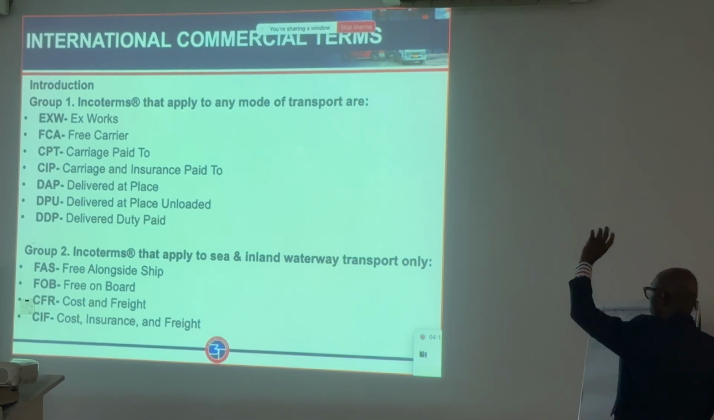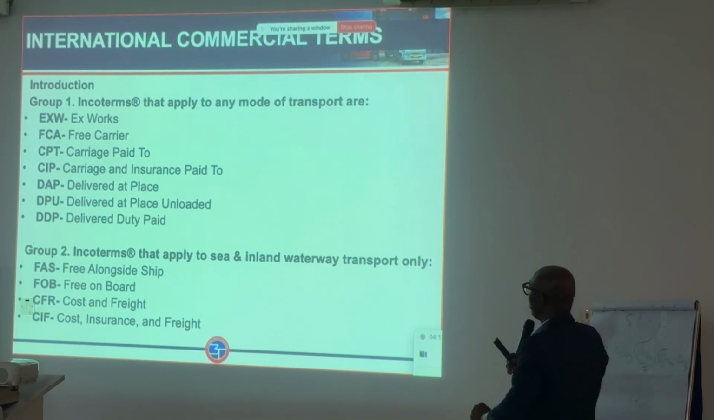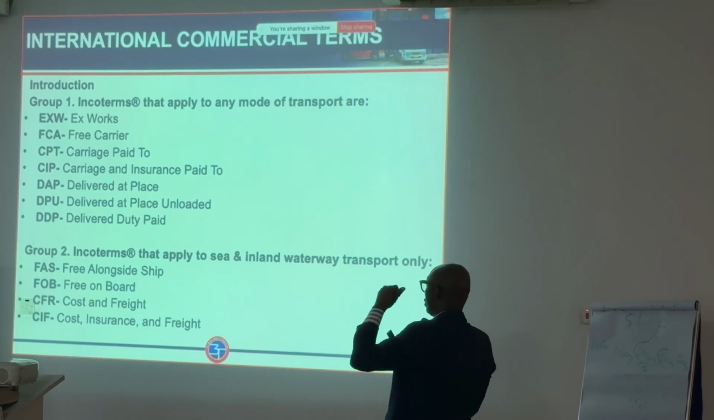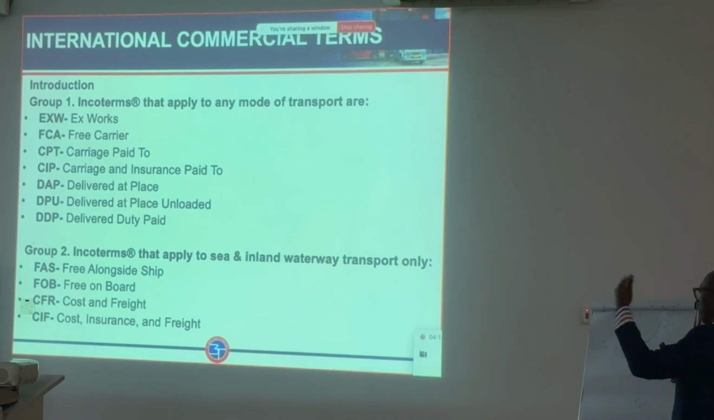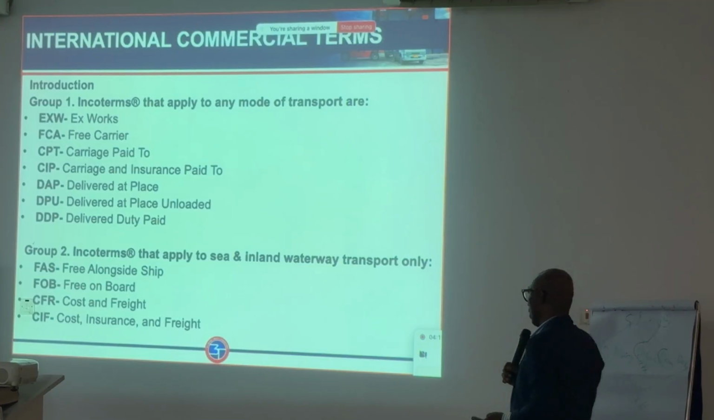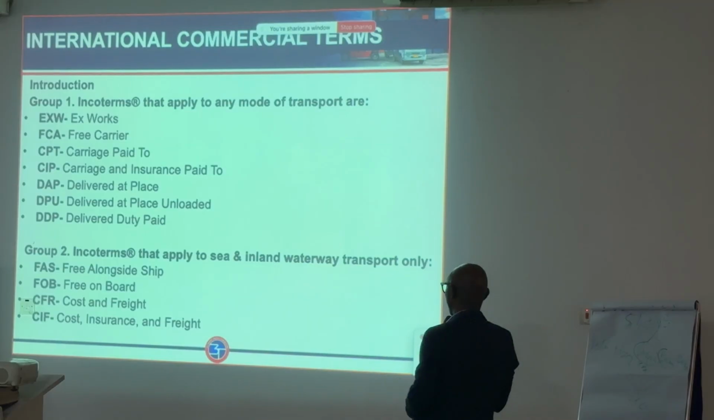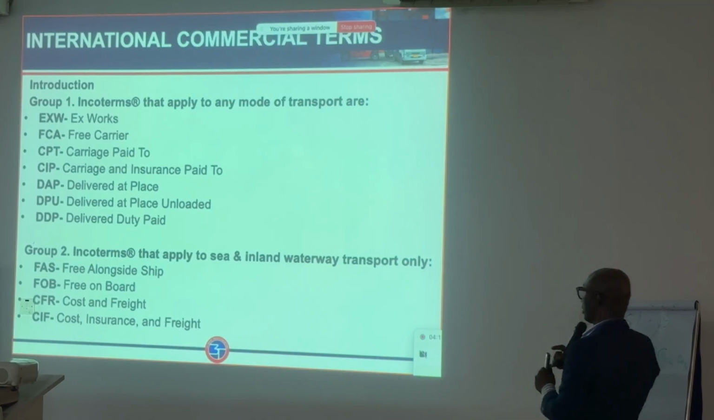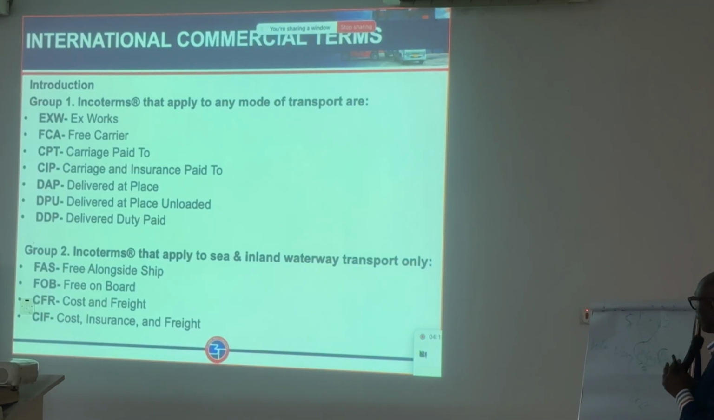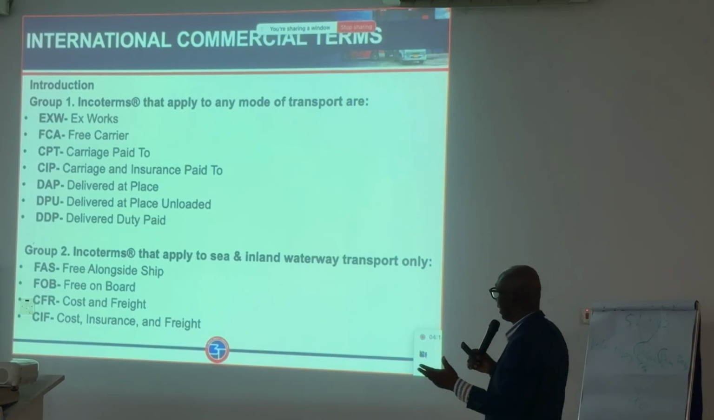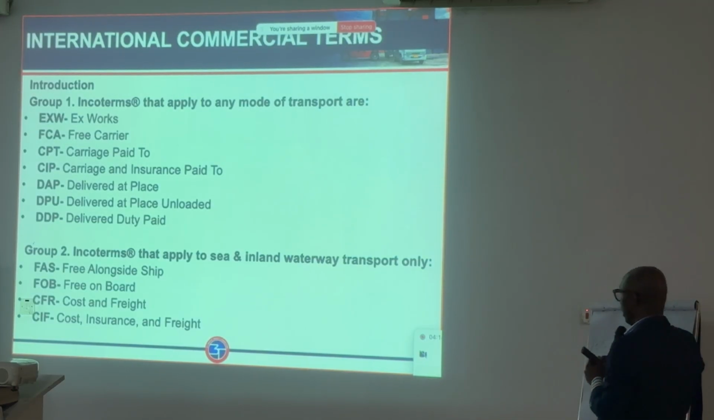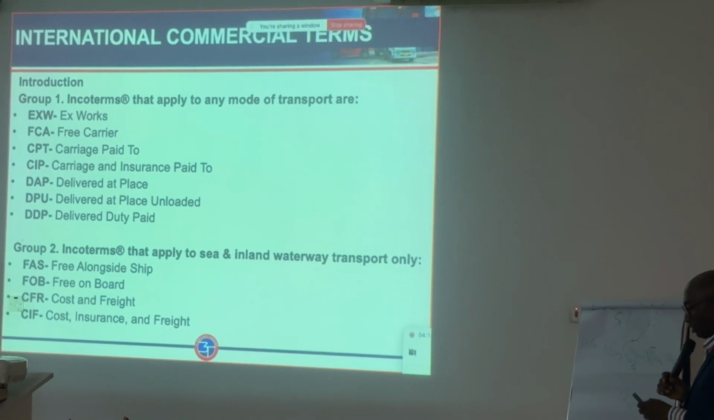We have the first group, which is called multimodal. Multimodal is used on different modes: road, rail, inland waterway, air. Then the other one is only on sea and inland waterway, called monomodal. So you have EXW, free carrier, carriage paid to, carriage insurance paid to, delivered at place unloaded, delivered duty paid, free alongside ship, free on board, cost and freight, cost insurance and freight.